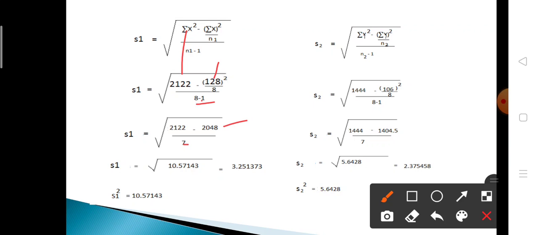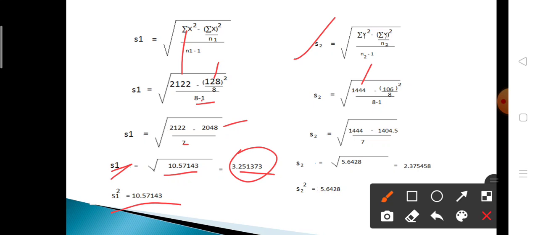Now 2122 divided by minus 2048 divided by 7, that is 10.57143. And the square root of that value is 3.251373. Here the value of S1 is 3.251373. Now we want the value of S1 square, so just squaring this value. So S1 square is the square of 3.251373, which is 10.57143. Similarly calculate S2 and S2 square.